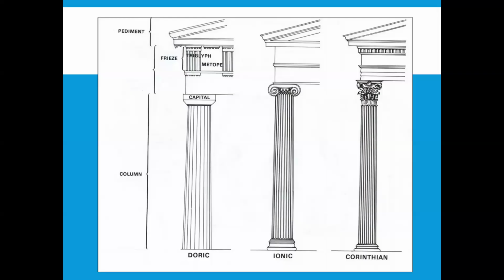And then for the Doric order, you also have the triglyphs and metopes. And yes, the Ionic is light and airy in comparison. Okay.